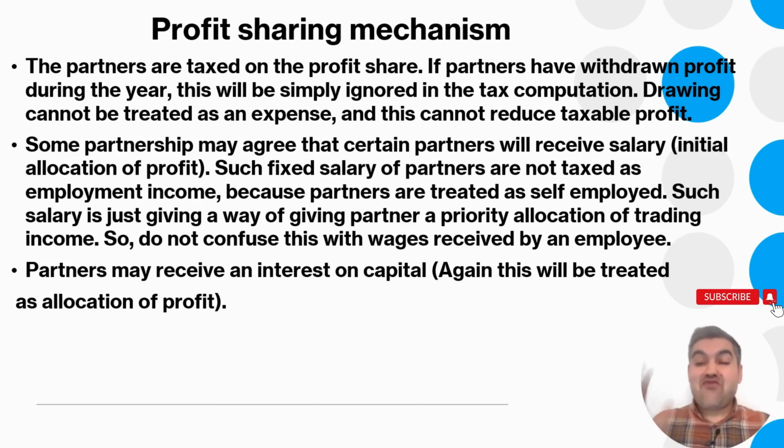Profit share mechanism, very important. The partners are taxed on the profit share. If a partner has drawn profit during the year, this will be simply ignored in the tax computation. Drawing cannot be treated as an expense because you cannot wait for the end of the year.